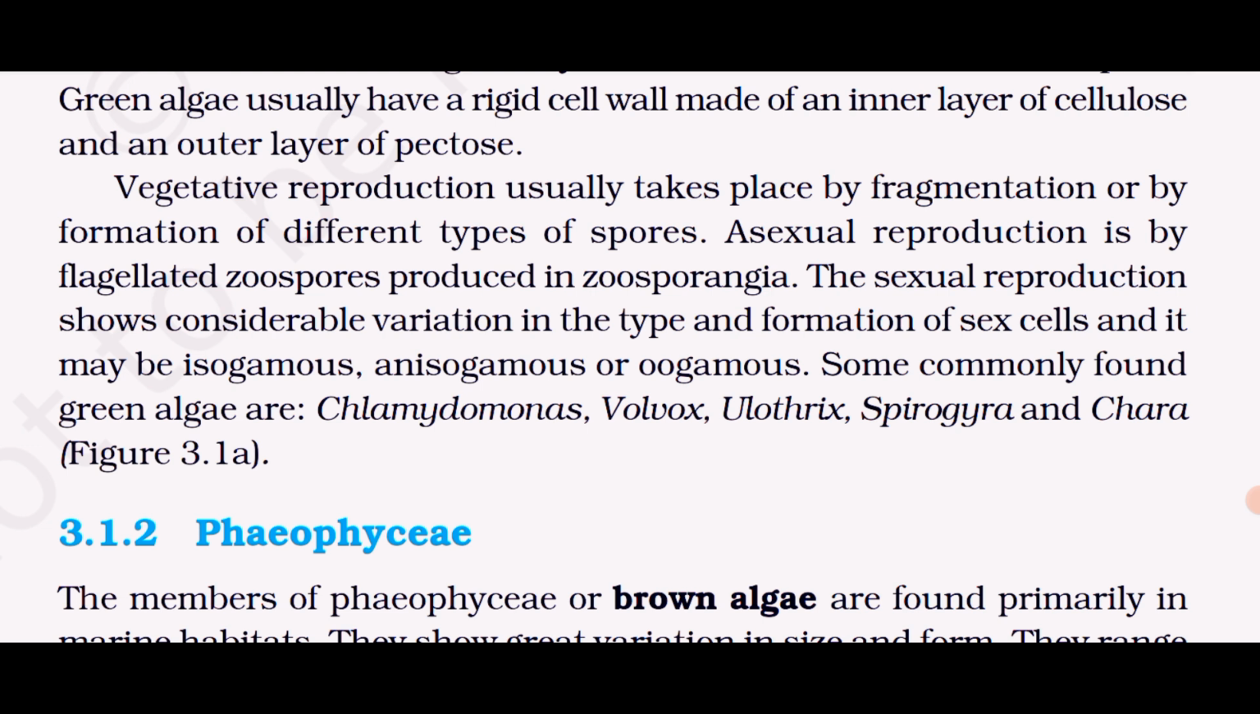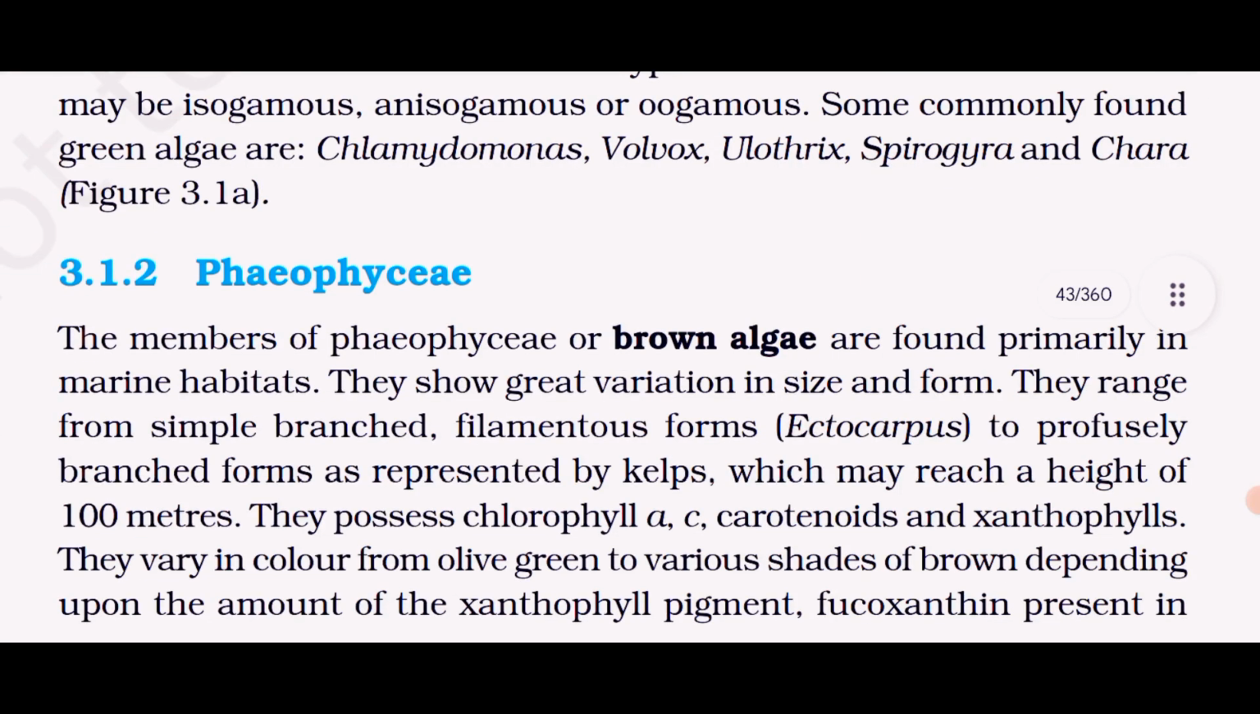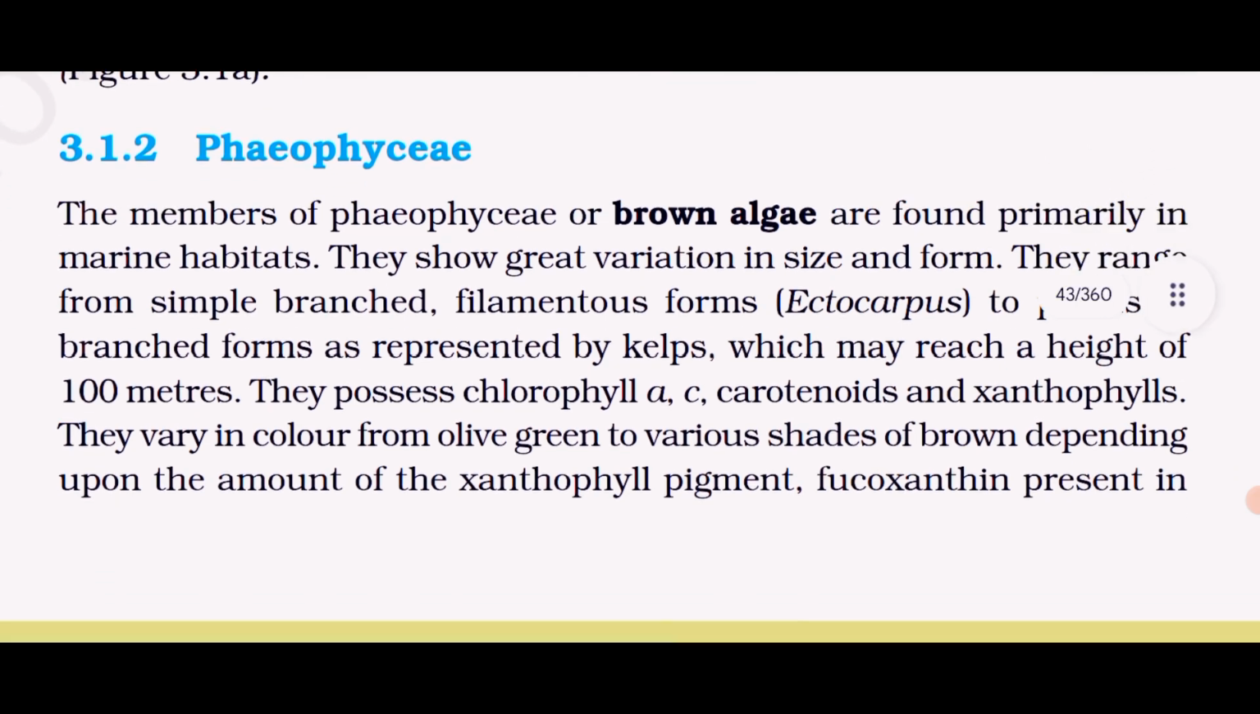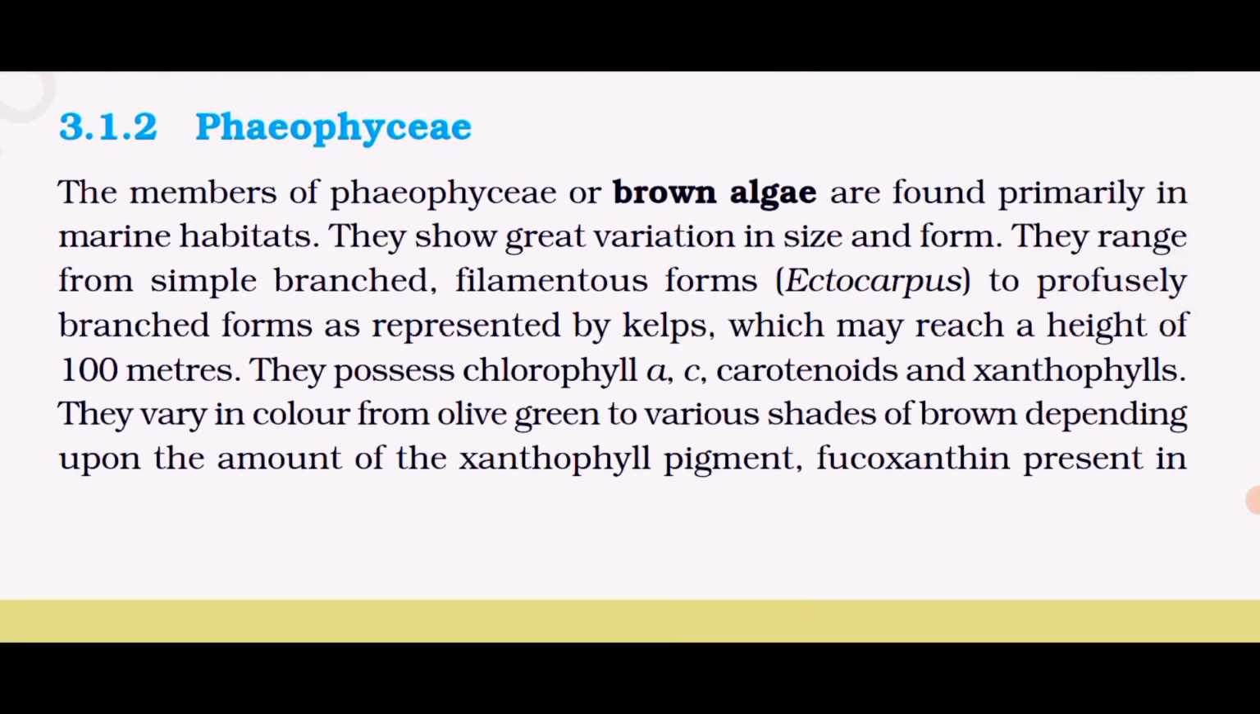Sexual reproduction shows considerable variation in the type and formation of sex cells, and it may be isogamous, anisogamous, or oogamous. Some commonly found green algae are Chlamydomonas, Volvox, Ulothrix, Spirogyra, and Chara. 3.1.2 Phaeophyceae. The members of Phaeophyceae, or brown algae, are found primarily in marine habitats.